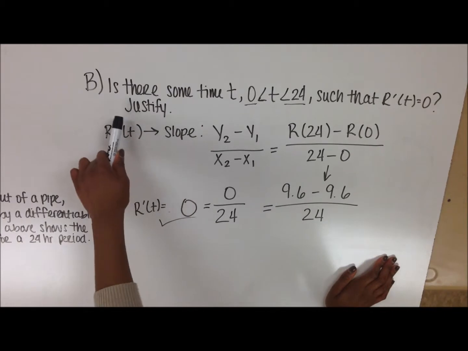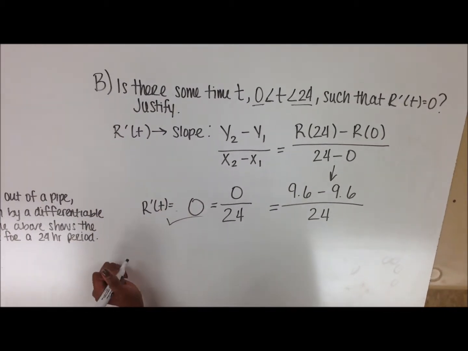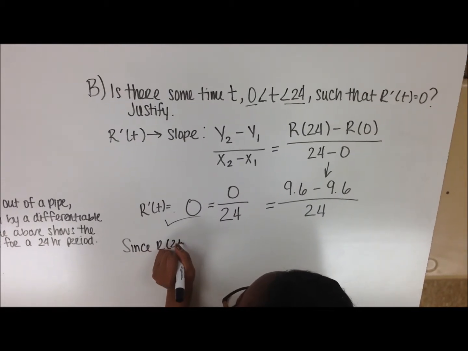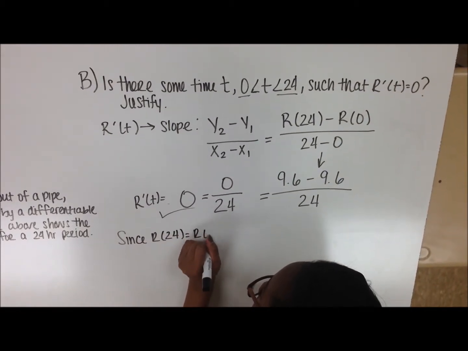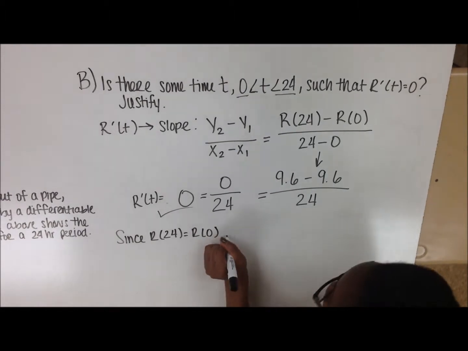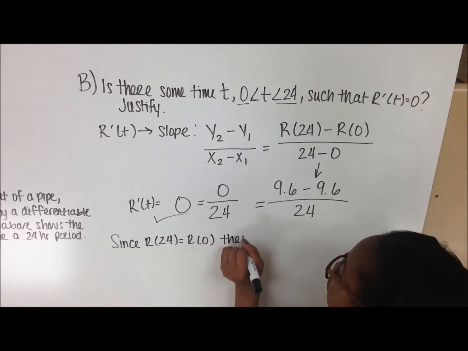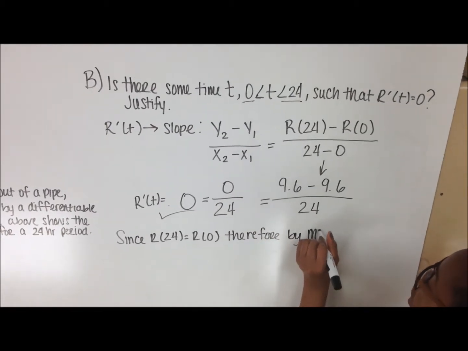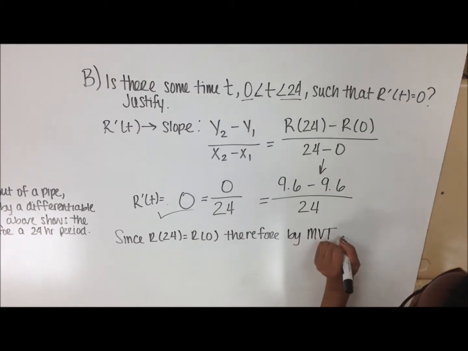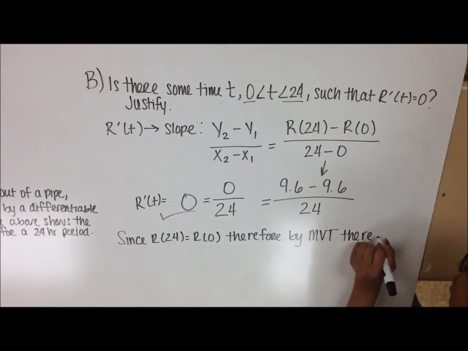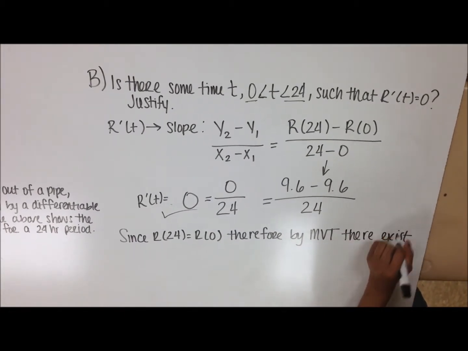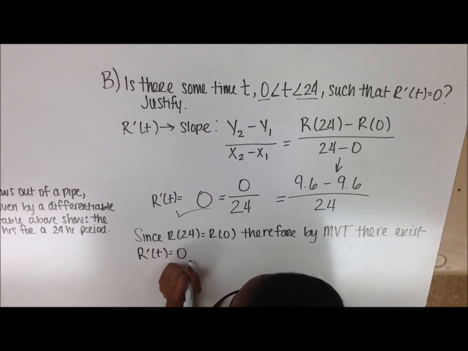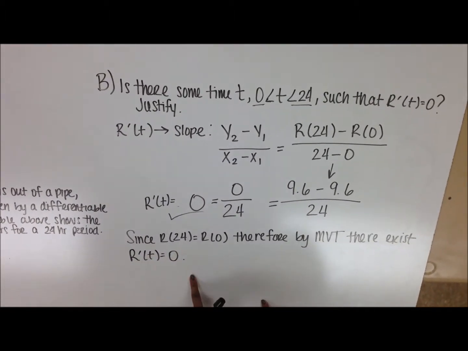So in order for us to justify, we have to make the following statement. Since r of 24 is equal to r of 0, therefore, by MVT, which is the mean value theorem, there exists a t where r prime of t is equal to 0. Now let's go to letter C.